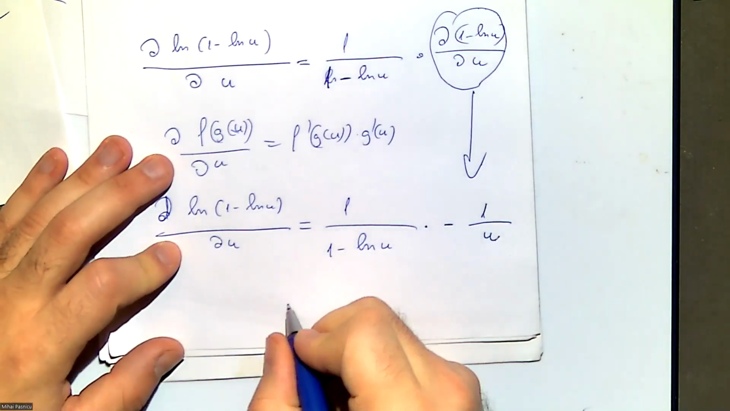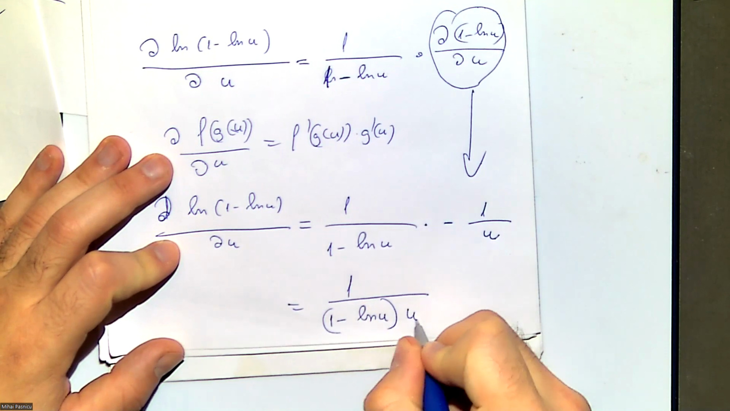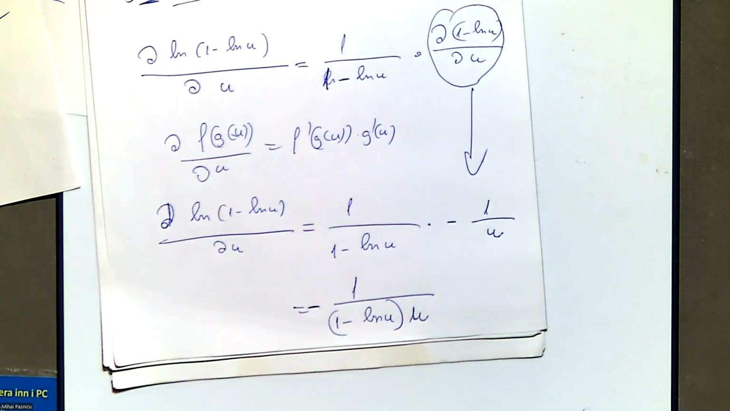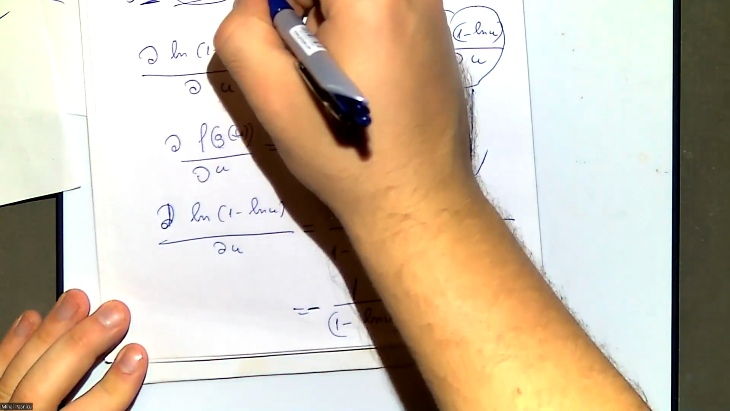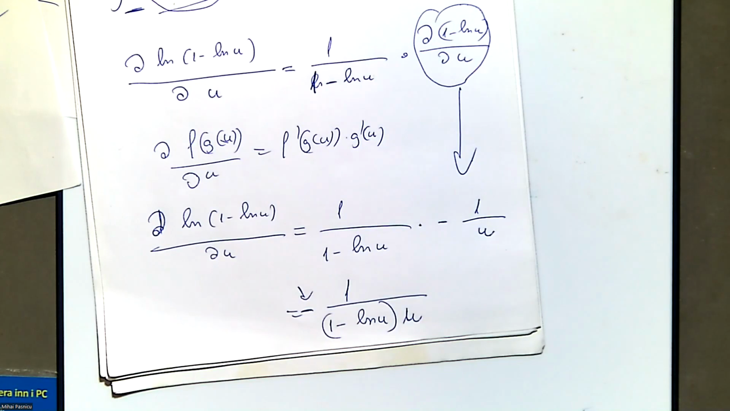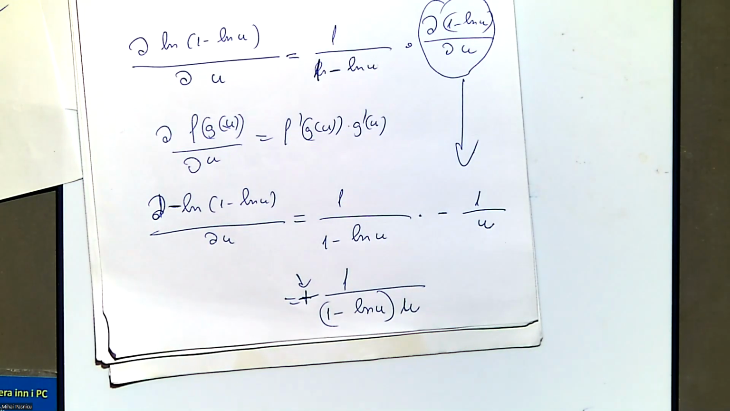Sorry about that. So this is just equal to 1 over 1 minus ln of u times u, with a minus in front. So did I get the same answer? Did I get exactly what I was hoping for? Well, almost. There's this minus in front. So how do I correct this minus? I just put a minus here. Minus here makes plus. Right?